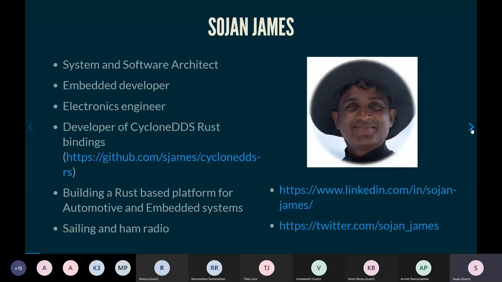That's the open source DDS implementation, and I wrote the Rust binding for that. And I'm also building a Rust-based platform for auto and embedded systems. That's something going on in the background. That's a pet project for me. And in my free time, I enjoy sailing and ham radio. So you can find me on LinkedIn as well as on Twitter, where I post occasionally.